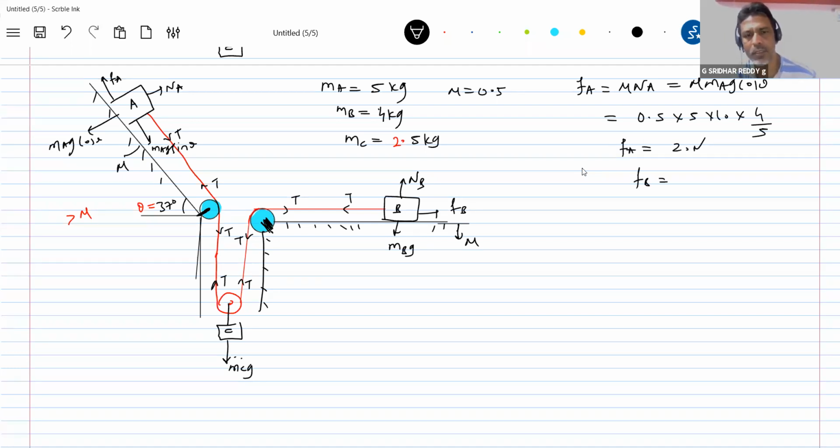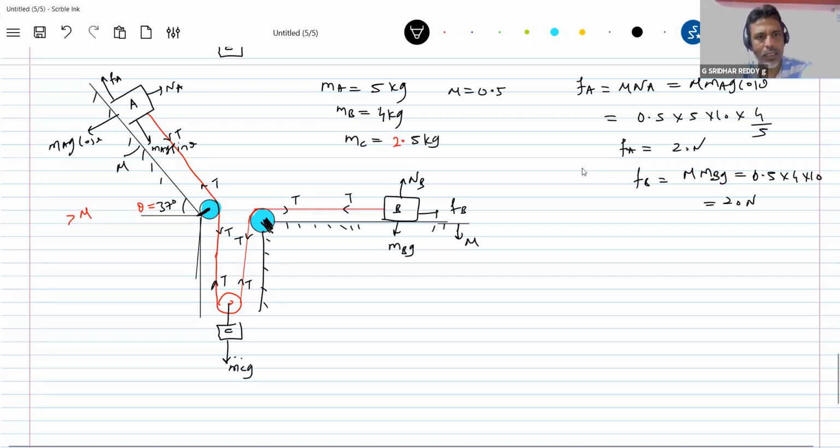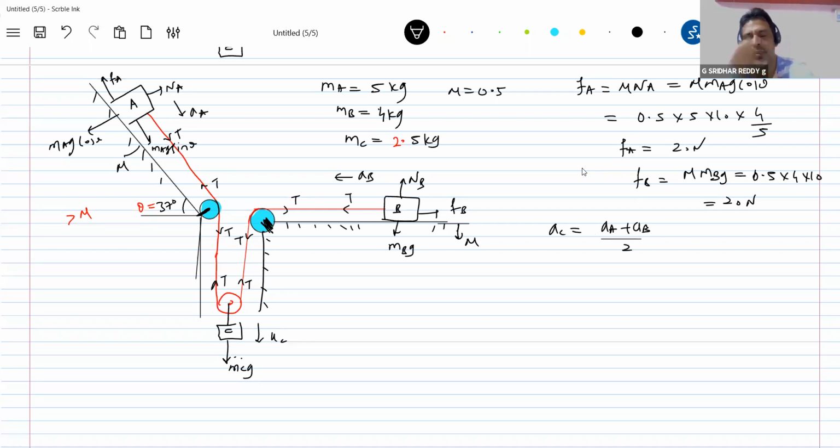Similarly, FB is equal to mu MBG, which is 0.5 times 4 times 10, so 20 Newton. So these are the frictional forces that are acting. Then we don't know, so let's assume a constraint equation. 2AC should be equal to AA plus AB. Directly I'm writing the constraint equation: acceleration of block C should be equal to acceleration of block A plus B by 2. Looking at the strings, that is the constraint equation.